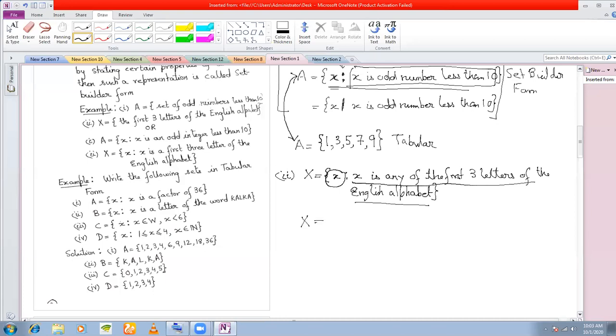Therefore, if the same set is written in tabular form, then how will I write it? The definition is X is any of the first three letters of the English alphabet. Therefore, X must be equal to {A, B, C}, right? This is X is equal to {a, b, c} because normally we denote the members of the set by small letters. Now, is this clear? This is in roster form. No, sorry. This is in set builder form.